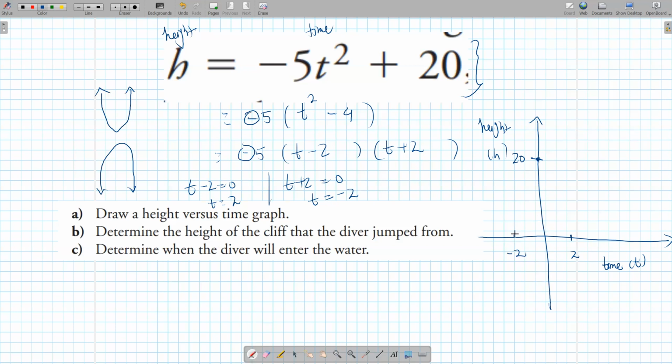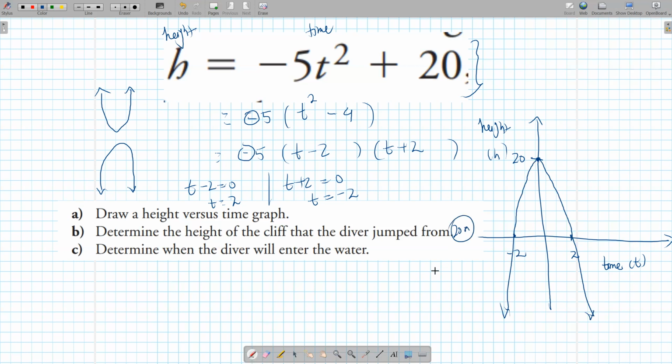And now we're just going to join the dots. We know -2 is our x-intercept. We know 20 was our y-intercept. And we know positive 2 is our other x-intercept, boom. And that's the graph. Let's answer the other question. B, determine the height from which he jumped. What do you think the answer is? We have everything. 20. Exactly. That's the y-intercept.